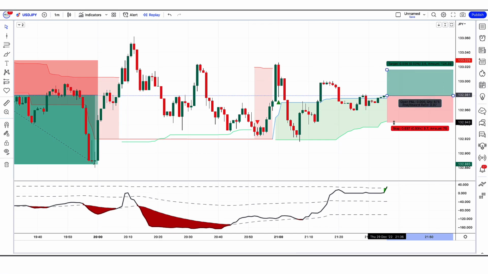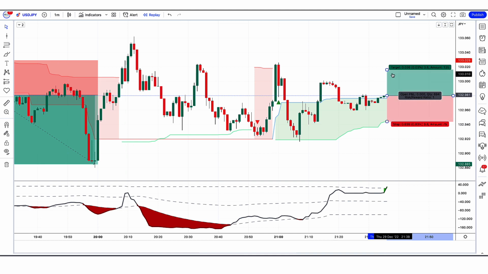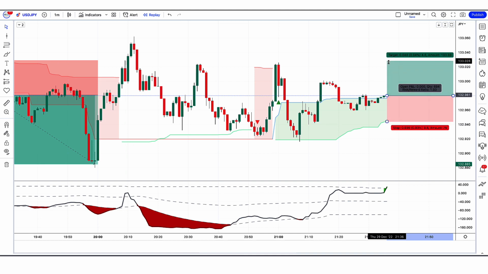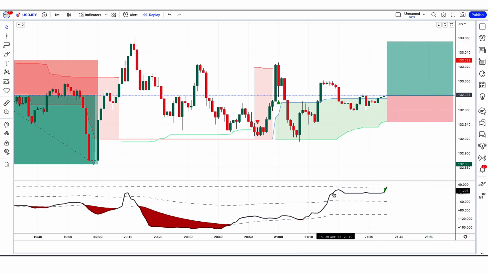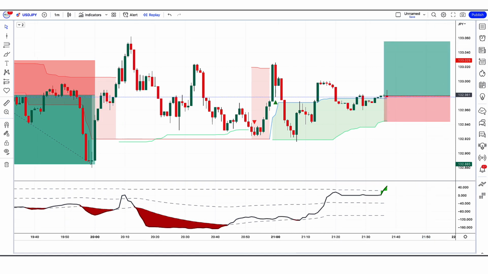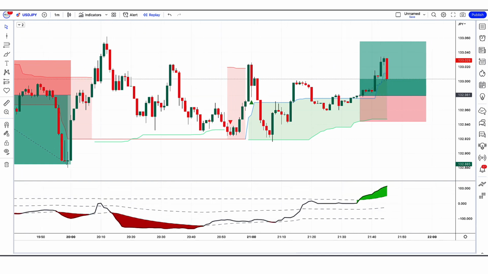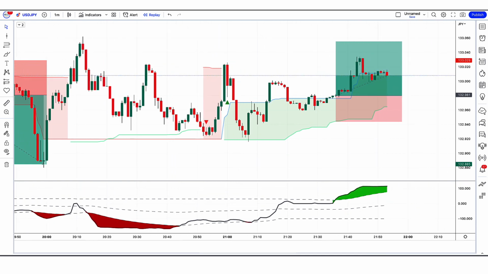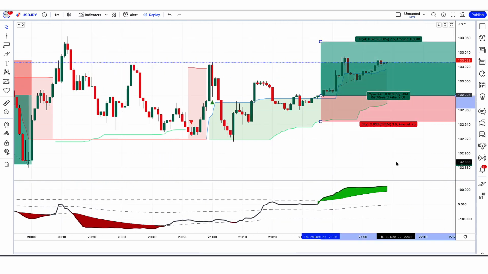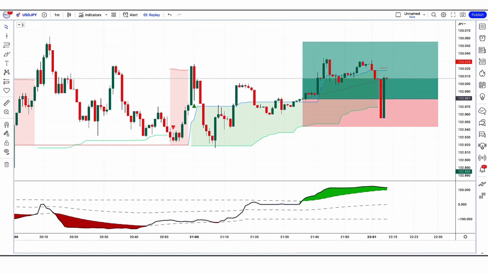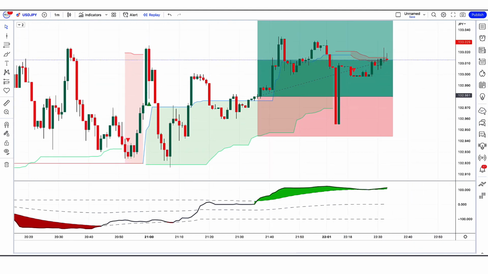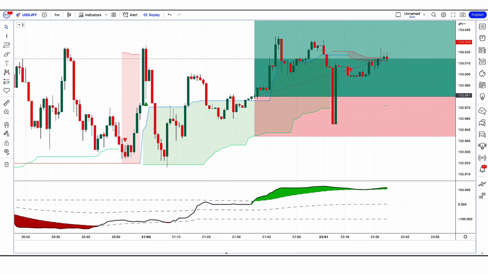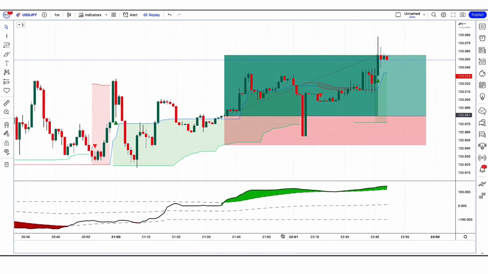Our stop loss will be placed at the lower line of the follow line trend indicator. And the risk to reward ratio will be 1:2. Let's see what happens to our trade. Our trade is running in profit. We have won the trade. Let's find the next trade.